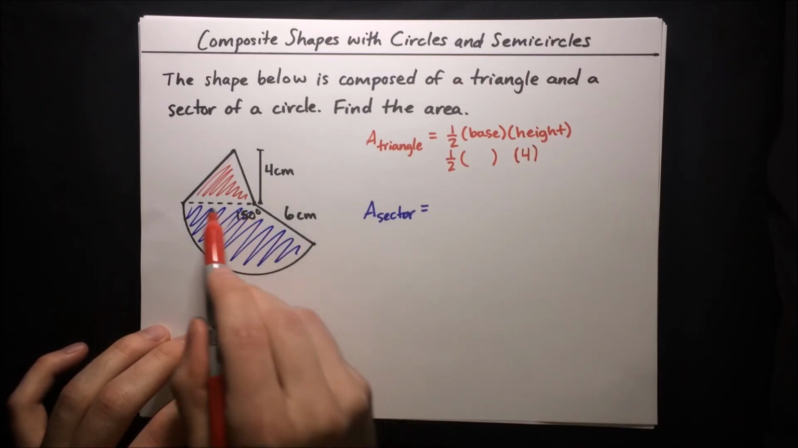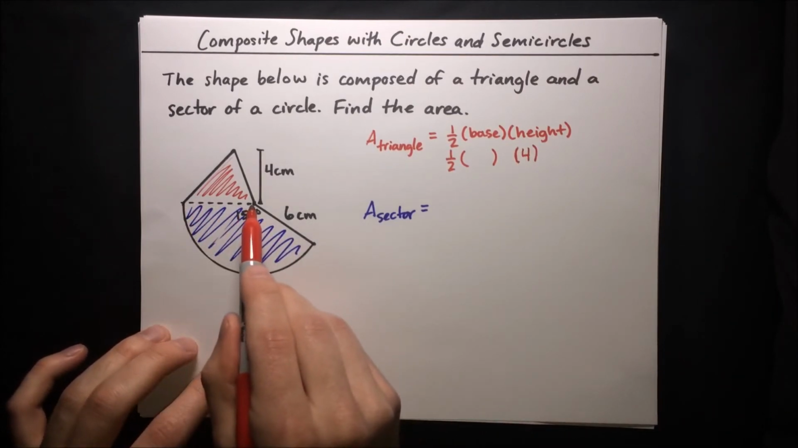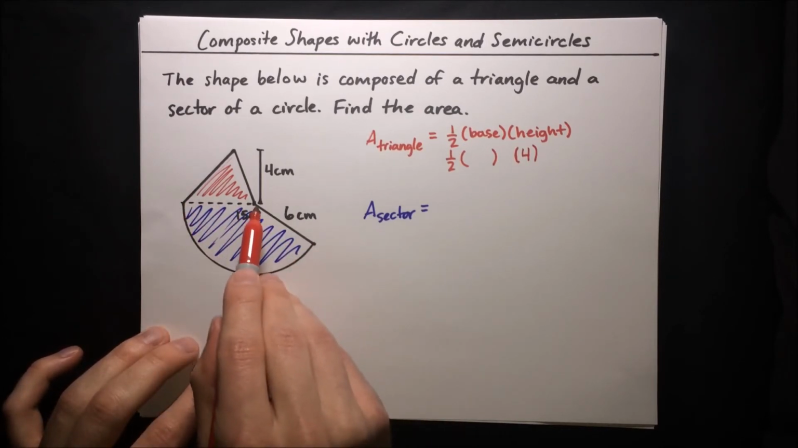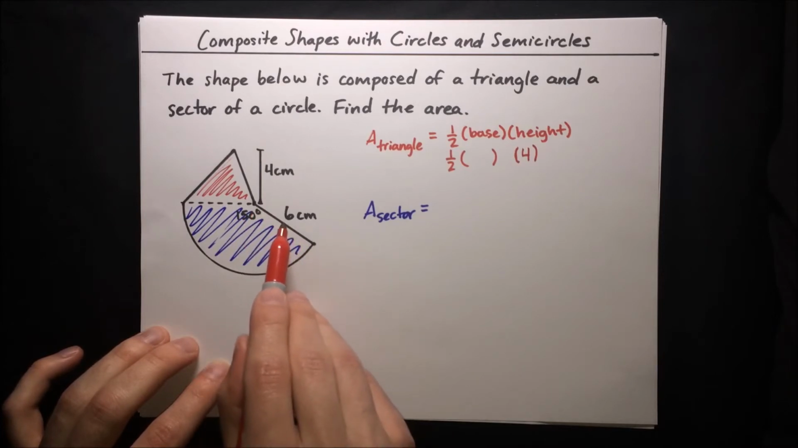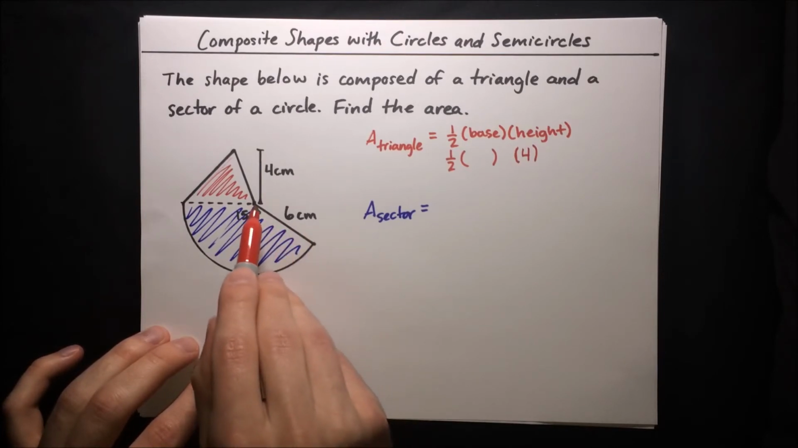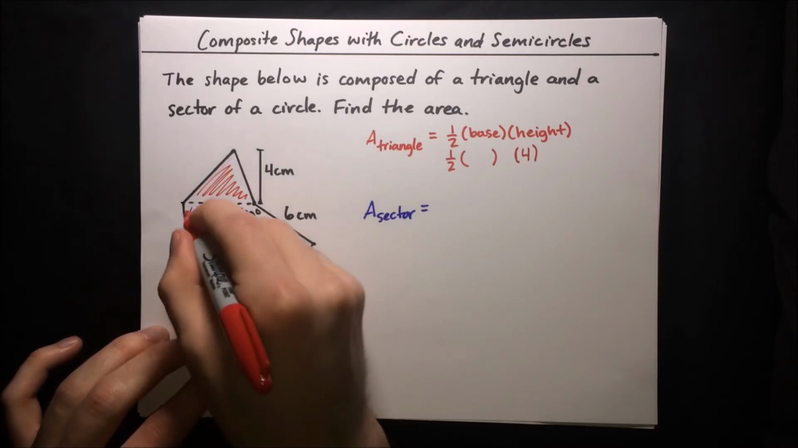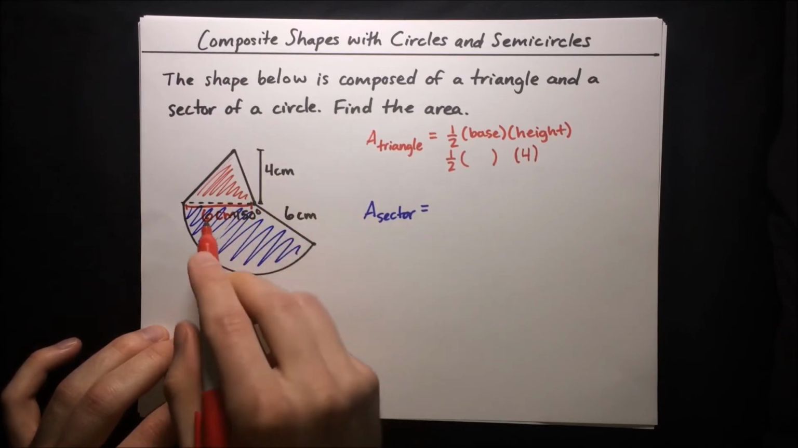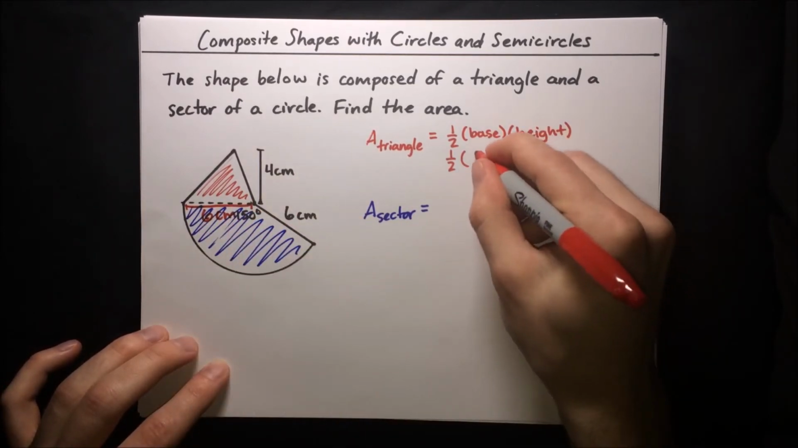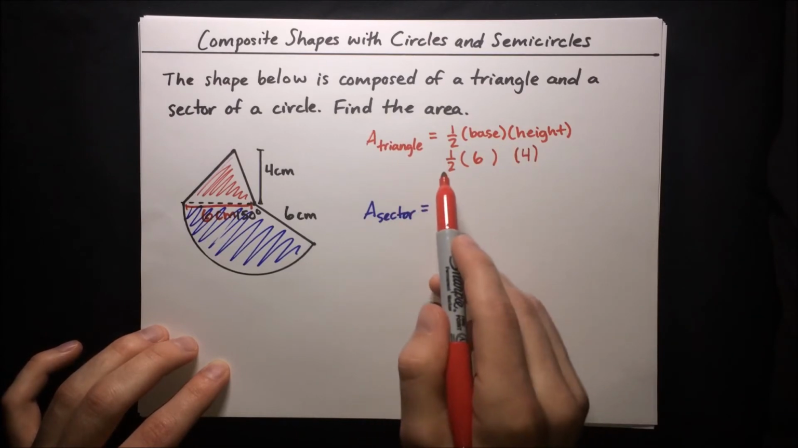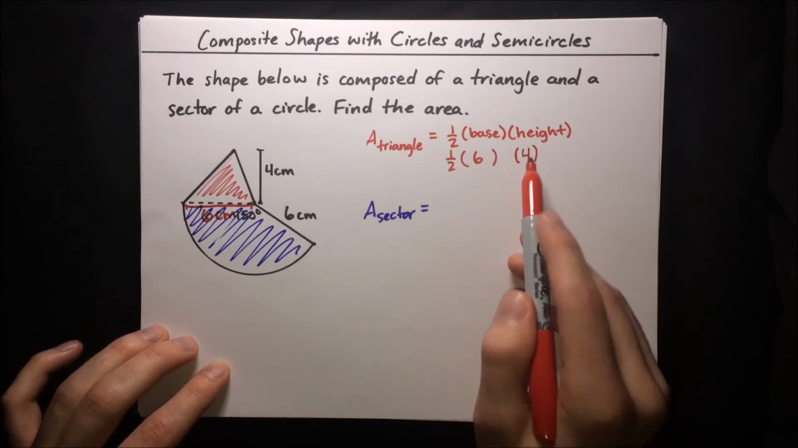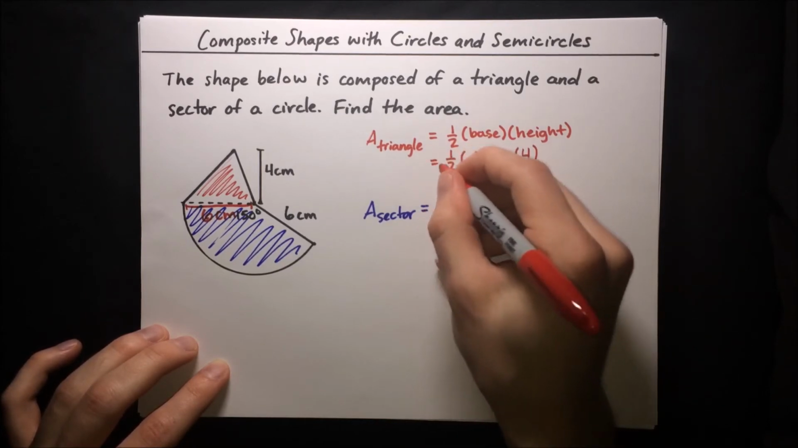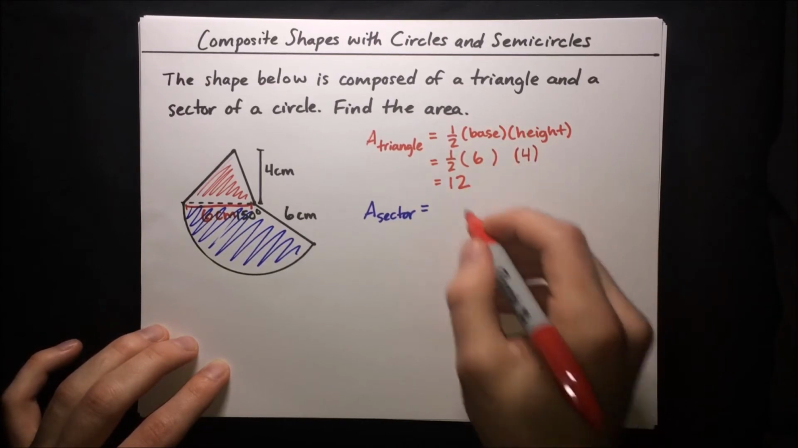So the base is this distance here. Now notice that this is just a radius of this sector of the circle. And over here we have that the radius is marked as being 6 centimeters, and the radius has to be the same for the whole circle. So this side here also has to be 6 centimeters. So that means the base of the triangle is 6 centimeters, and then we can just find the area by doing a half times 6 times 4. Well, a half times 6 is 3, then times 4 is 12. So the area is equal to 12.